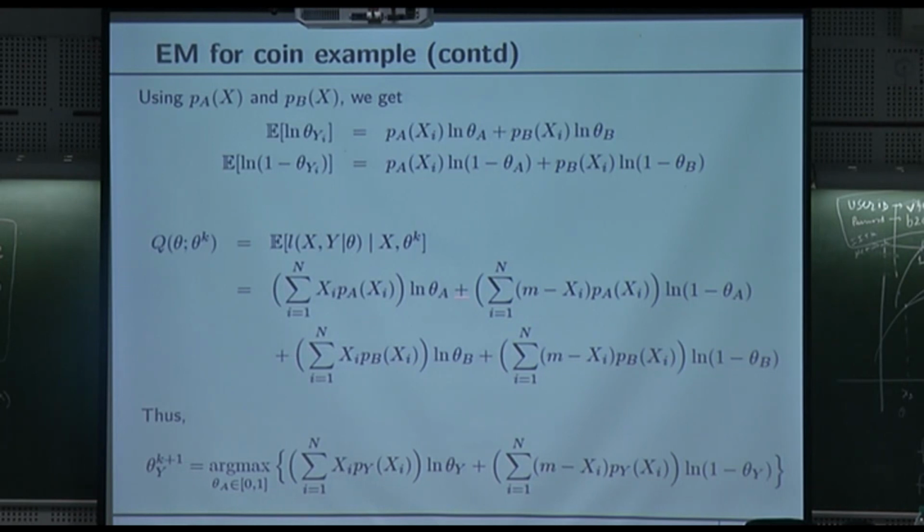And so then if I want to optimize this, as you had already figured out, the optimum value of theta A will simply be: take the sum of all xi's for which the coin was A and divide by the total number of times the coin A was chosen. Here, take the sum of the xi's for which the coin was B and divide by the total number of times that coin was chosen.